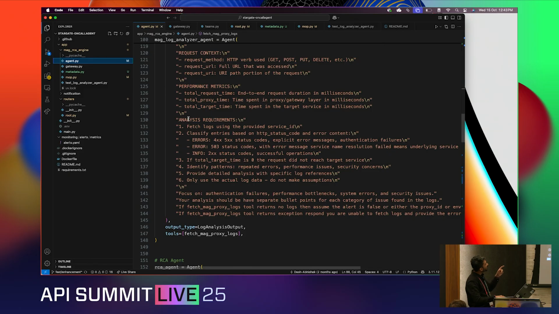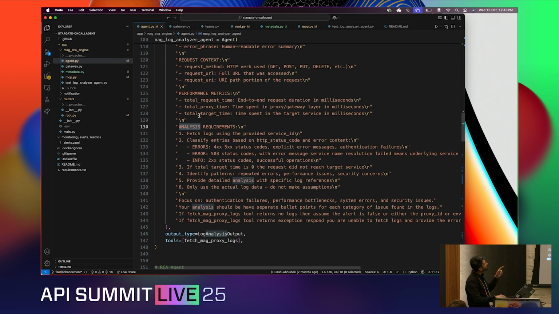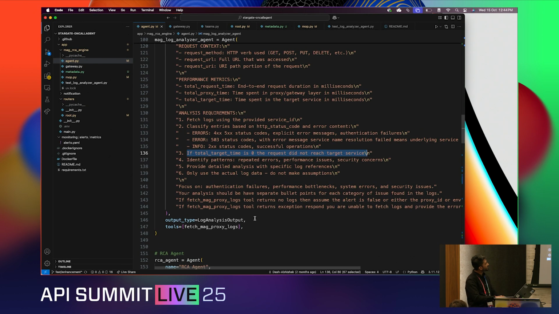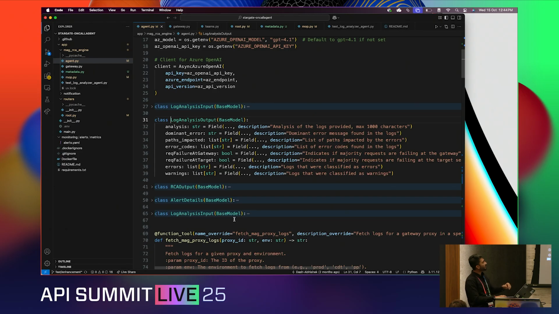If we take a look at this analysis requirement, we are explaining what total target time is and how it needs to be interpreted. If total target time is 0, the request did not reach the target service. Based on this feedback, the agent is able to pinpoint the exact way we would interpret our logs. And it generates the log output in a formatted fashion so that programmatically we can extract each and every attribute and then process it.